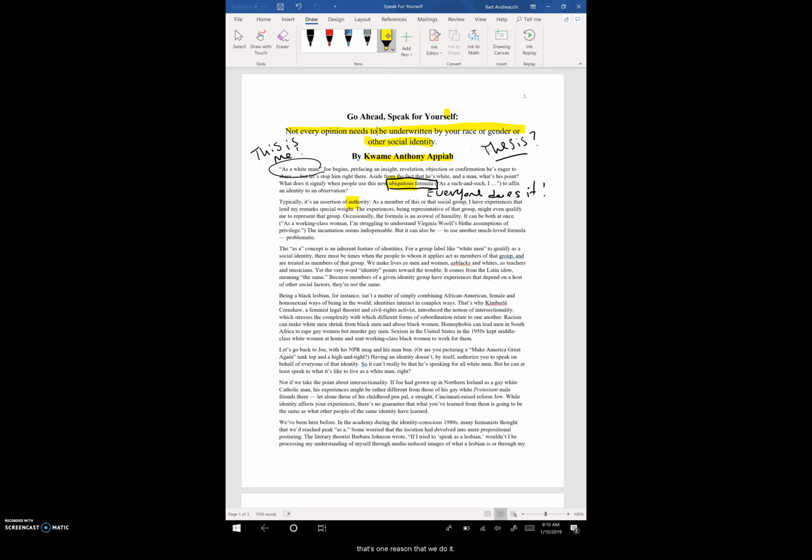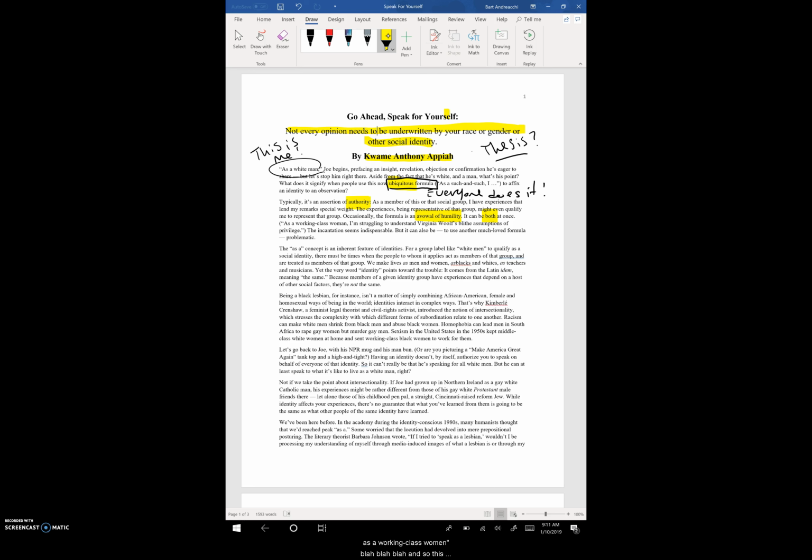Typically, it's an assertion of authority, so that's one reason that we do it. As a member of this or that social group, I have experiences that lend my remarks special weight. The experiences being representative of that group might even qualify me to represent that group. Occasionally, the formula is an avowal of humility. That's a second reason. It could be both at once, as a working class woman, blah, blah, blah. And so those are the 3 reasons.